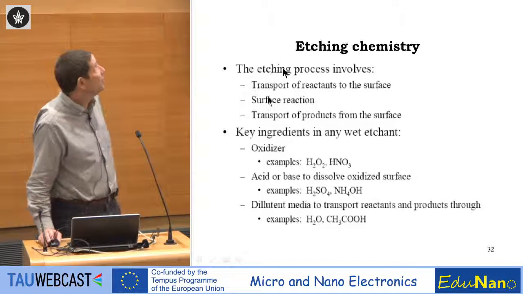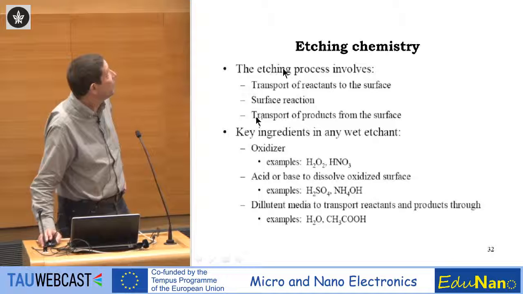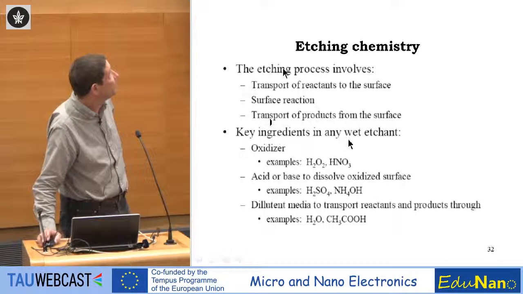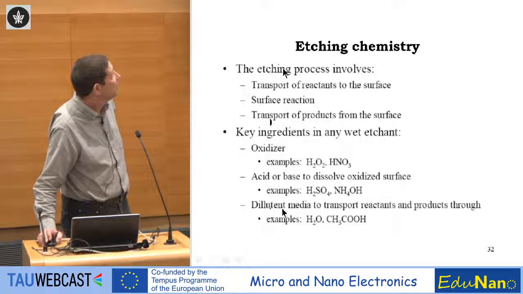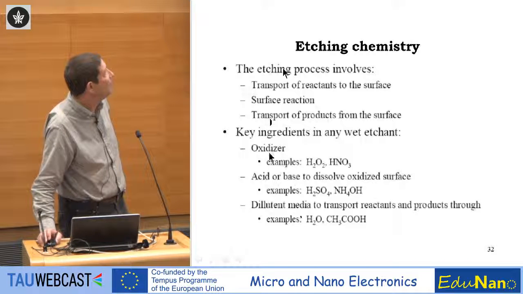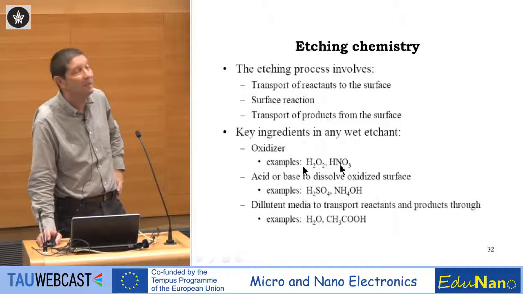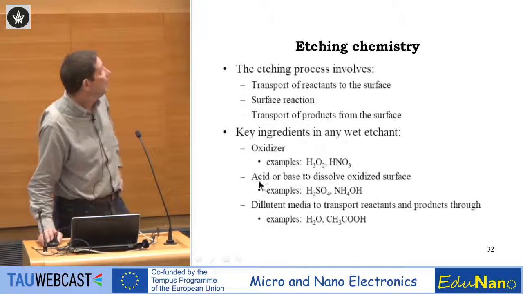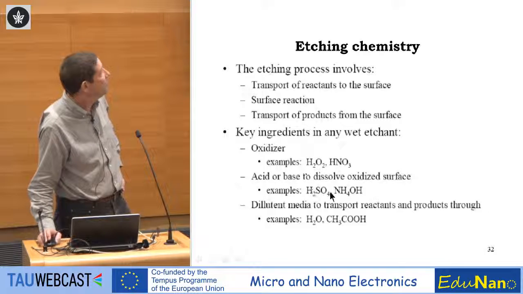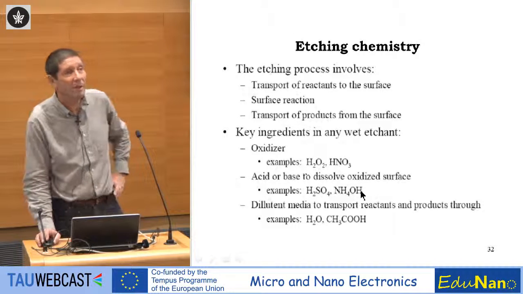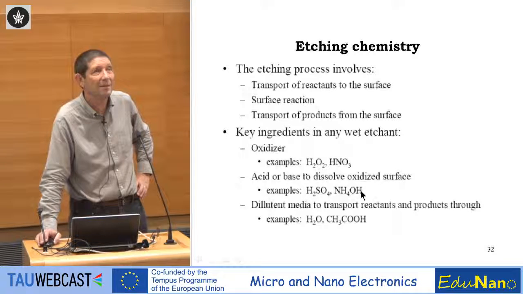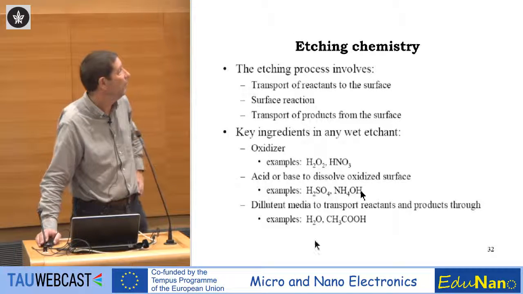The etching chemistry has transport of reactants and transfer of product. The key ingredients in any wet etchant, for example, are oxidizers, acid or base, and dilutant material. For example, if you want to oxidize materials, we use hydrogen peroxide, nitric acid, sulfuric acid. If I want to etch, I'm using sulfuric acid, ammonium hydroxide. Basically, most bases and acids are good etchants.